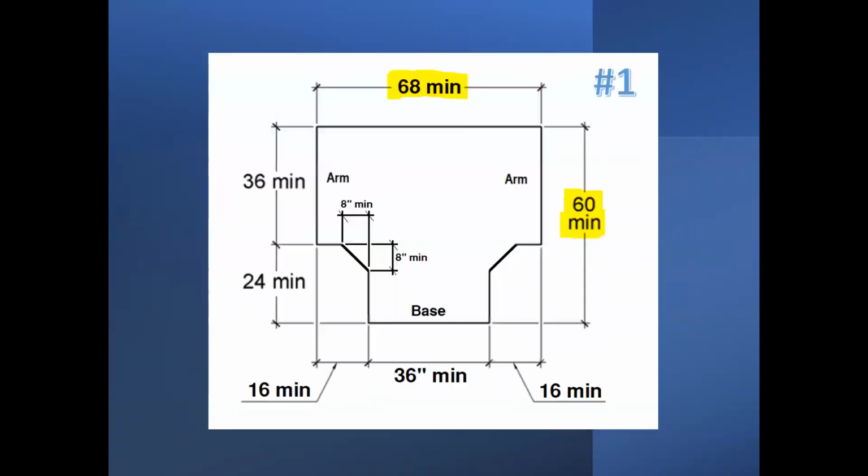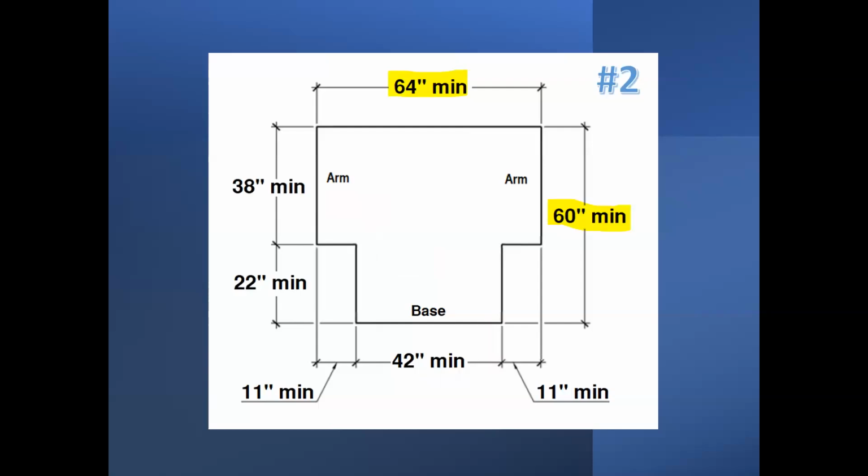Let's look at those. The first option is a T-shaped space that fits within an area 68 inches wide and 60 inches deep, with arms and base that are 36 inches minimum in width. Each arm shall extend 16 inches minimum from each side of the base located opposite the other, and the base shall extend 24 inches minimum from the arms. At the intersection of each arm and the base, the interior corners shall be chamfered for 8 inches minimum along both the arm and along the base.